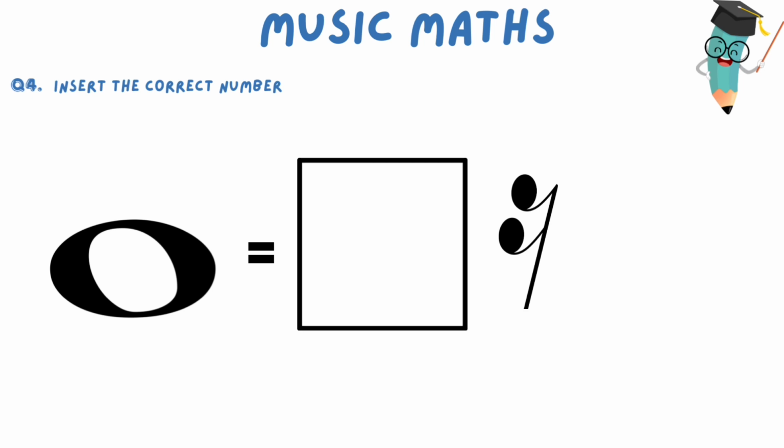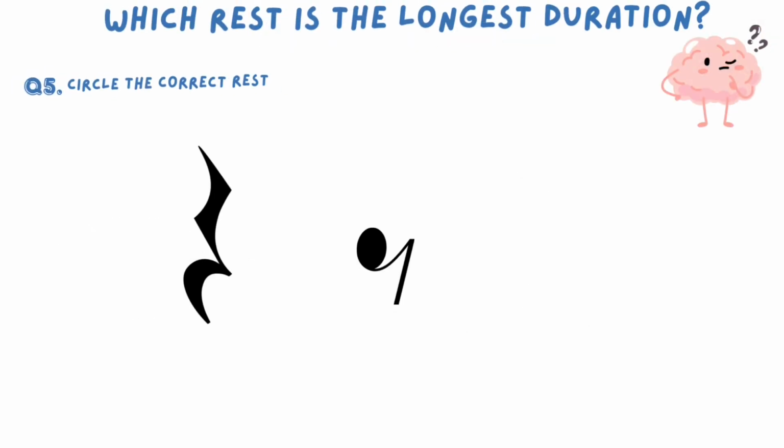Okay, how many semiquaver rests would you need to equal a semibreve? Okay, pause the video, think about this one. Music maths, answer coming up. 3, 2, 1. Yes, you would need 16 because a semibreve is 4 beats and these are quarters.